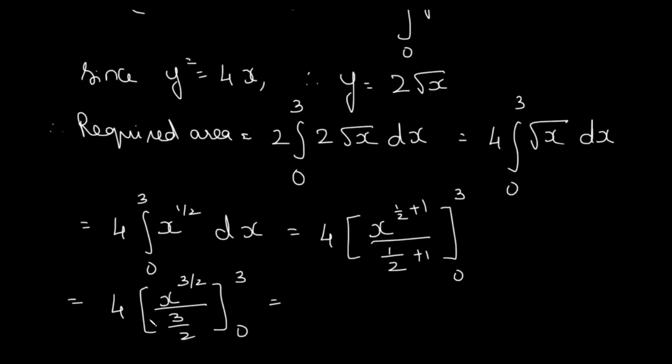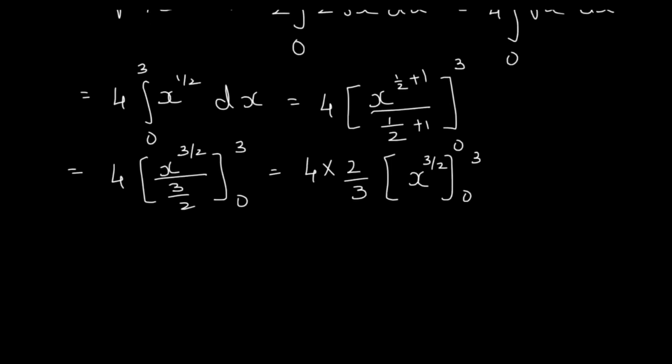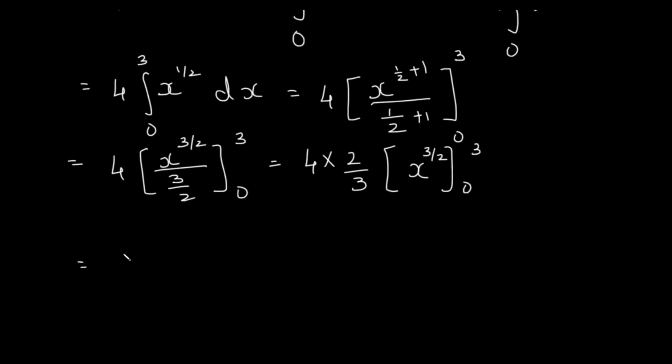Now the 3 by 2 comes out. We can write it as 2 by 3. So 4 into 2 by 3 into x raised to 3 by 2, between the limits 0 to 3. Now we apply the limits of integration. So we get 8 upon 3 into, now first of all, x raised to 3 by 2.